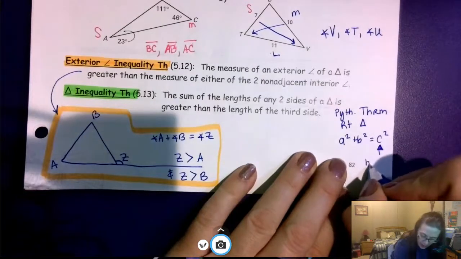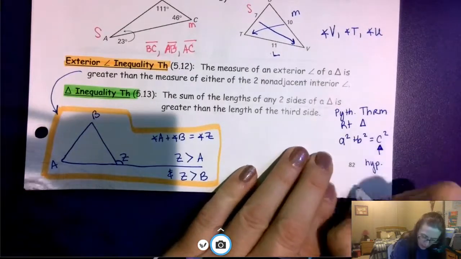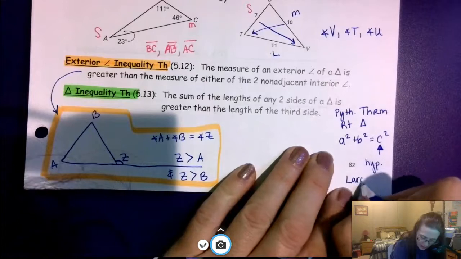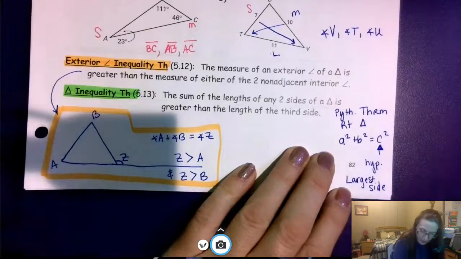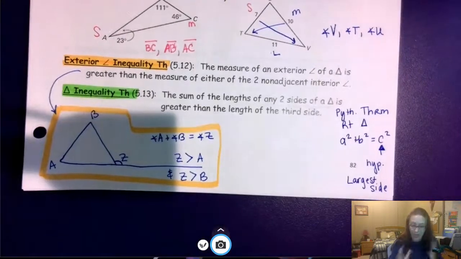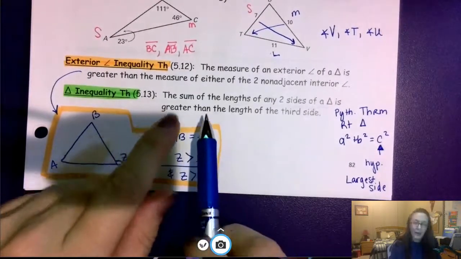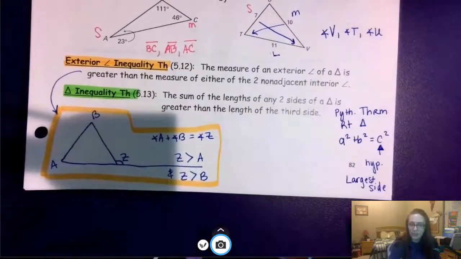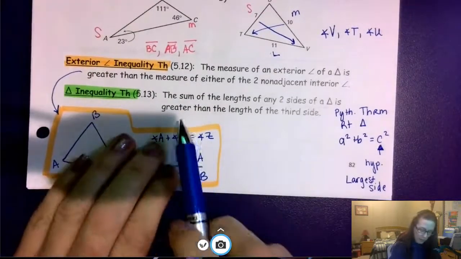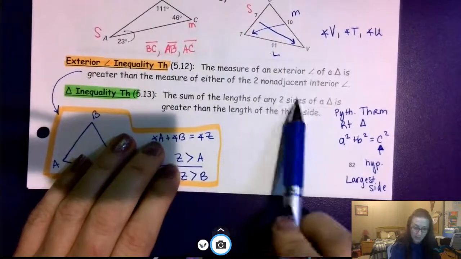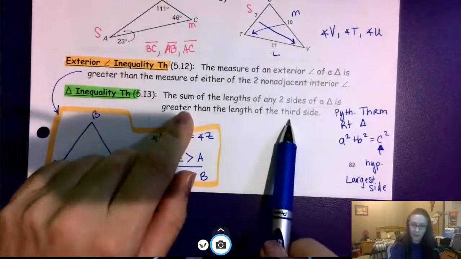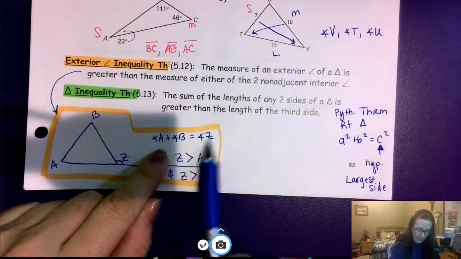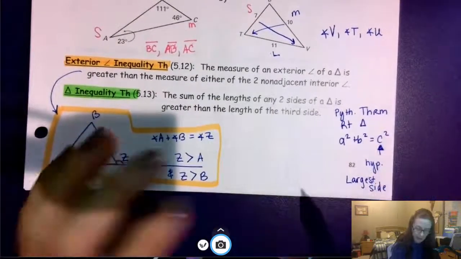C is your hypotenuse, which is your largest side. Okay, so that we know. Now this looks similar to it. So I have to remember that the sum of the lengths of any two sides of a triangle has to be greater than the length of the third side. So if I have A plus B, it has to be greater than C.